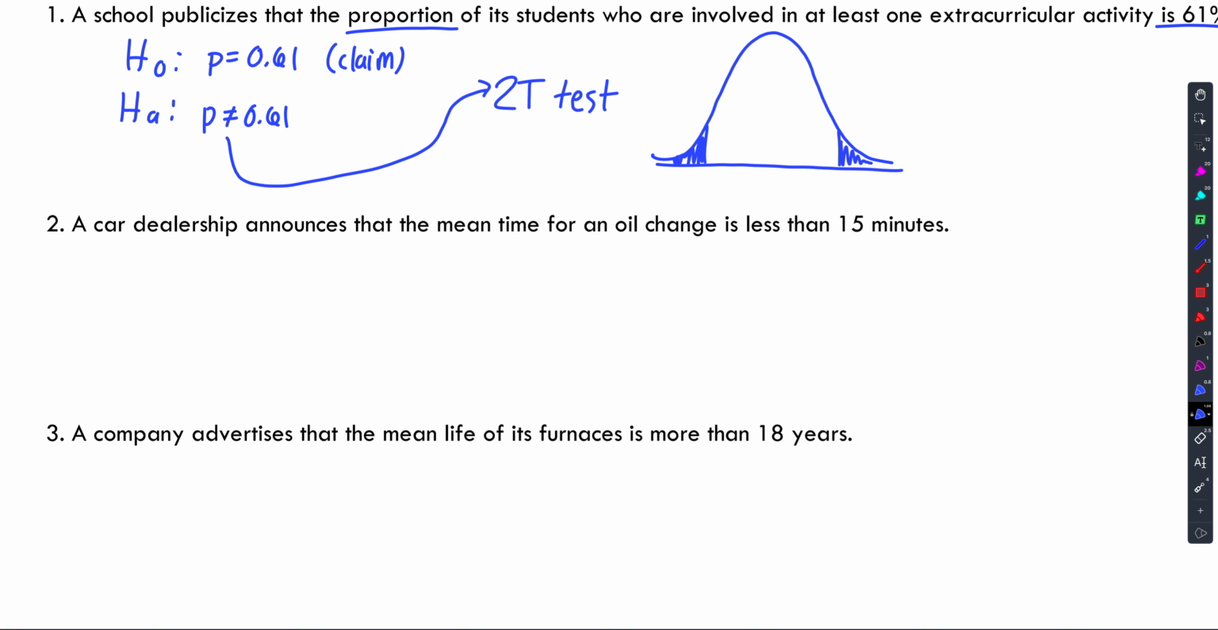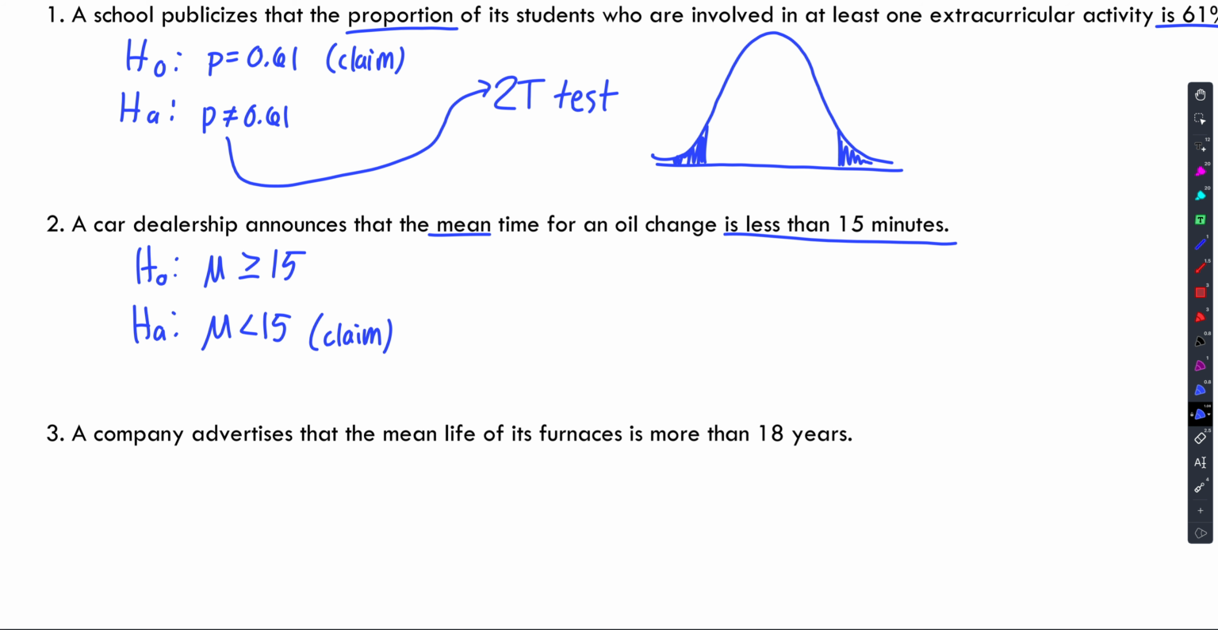All right. A car dealership announces that the mean time for an oil change is less than 15 minutes. So mean less than 15 minutes. Okay. So mu is less than 15. H0 or HA? HA. Right, because strictly less than goes for HA. And this is our claim. So mu is greater than or equal to 15 would be my null hypothesis.